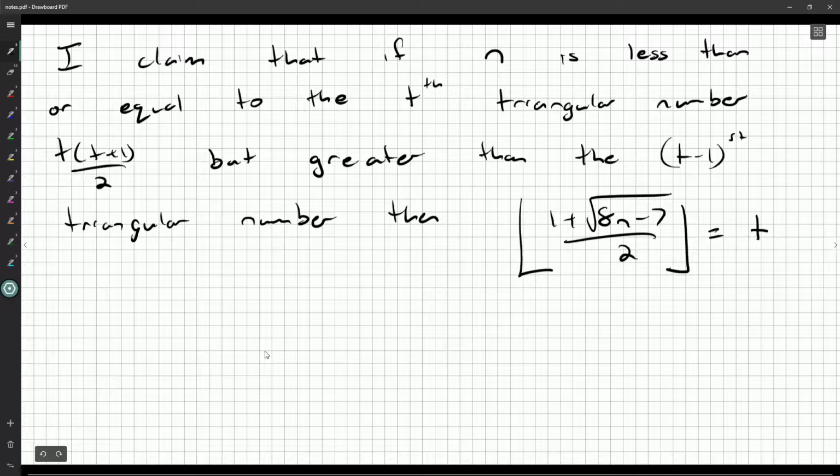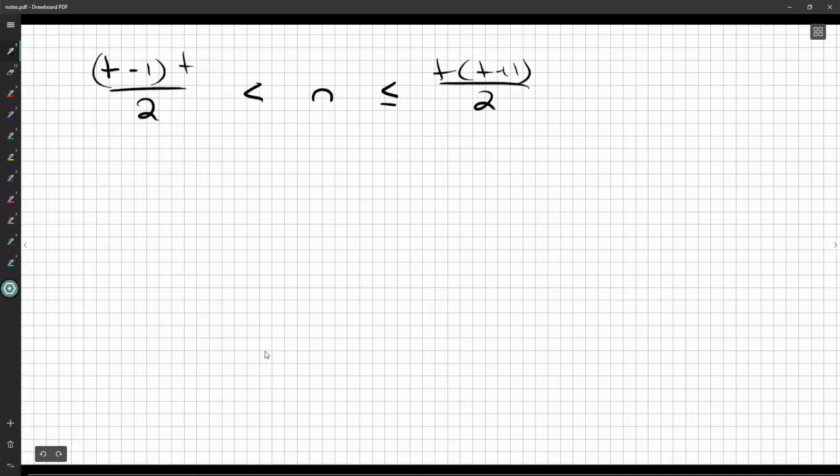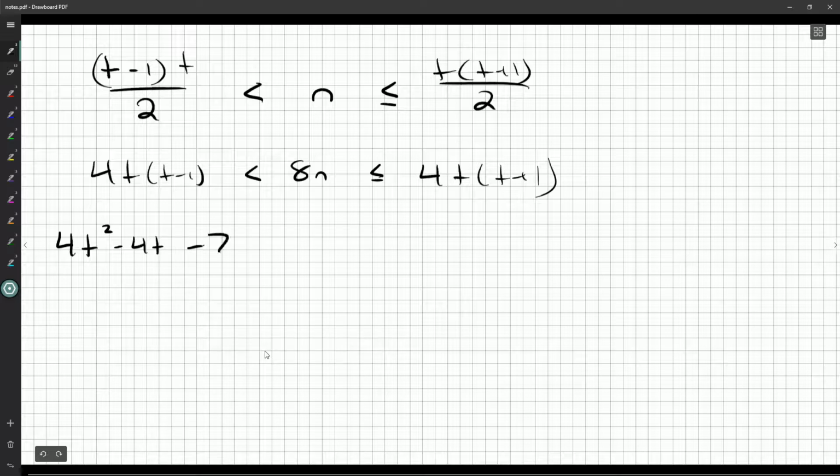All right, so how would this work? So I need to prove it. So the (t minus 1)-th triangular number looks like this, and I know that's less than n. And n is less than or equal to t times t plus 1 all over 2. Now if I do 8 times this, we'll get 4t(t minus 1) less than 8n less than or equal to 4t(t plus 1). We're going to have to start doing some interesting stuff. 4t squared minus 4t, we'll do minus 7. 4t squared plus 4t minus 7.